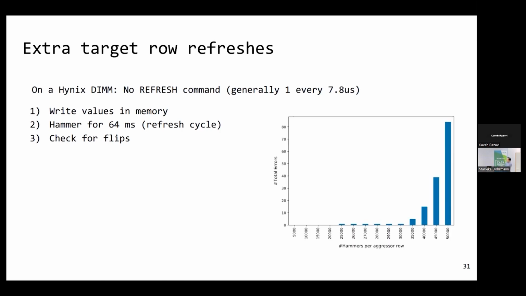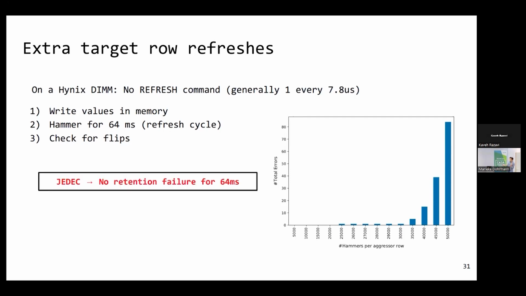On the y-axis, you could see the total number of errors, and on the x-axis, the number of hammers that we did in our experiment per aggressor row. In the beginning, you would see very few, at 5,000 accesses per aggressor, and then this would go up to 50,000. And here, there are some interesting observations.